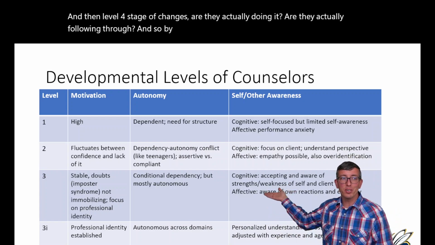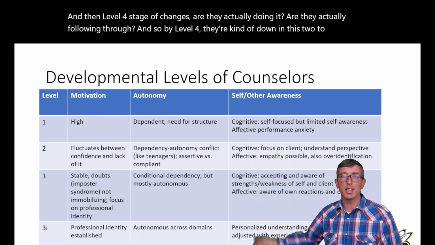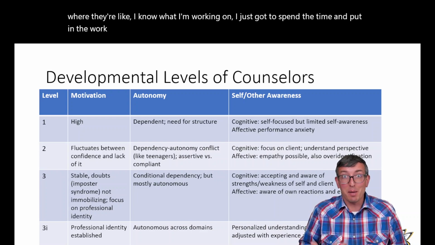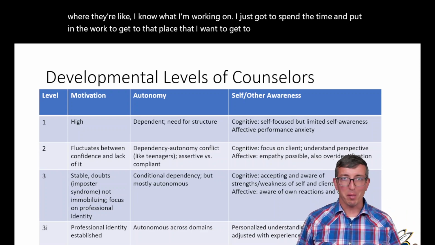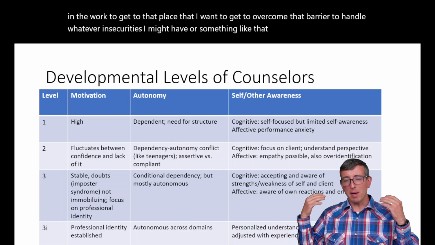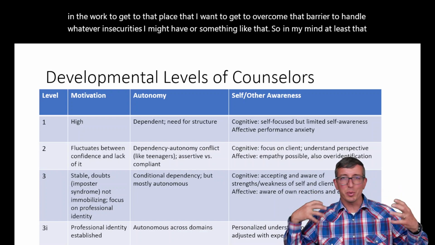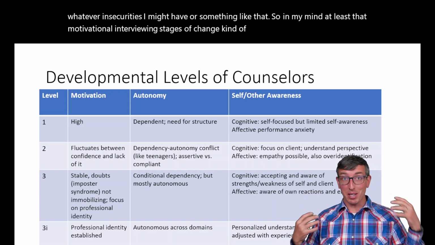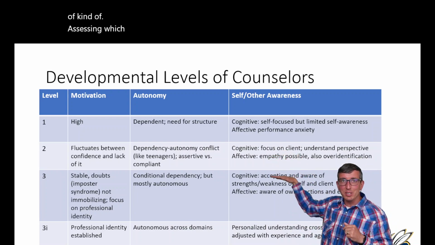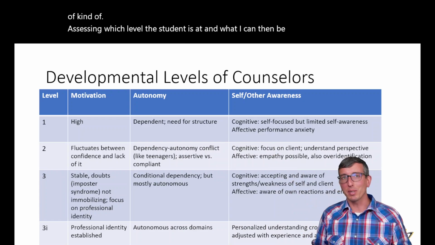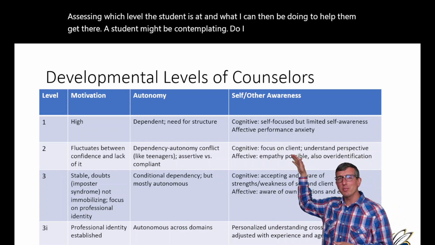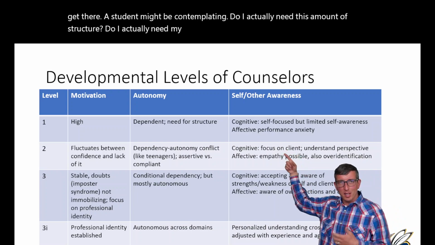And so by level 4, they're down in this 2 to 3 area where they're like, I know what I'm working on, I just have to spend the time and put in the work to get to that place that I want to get to, overcome that barrier, handle whatever insecurities I might have. So in my mind, at least, that motivational interviewing stages of change talk can really be helpful in assessing which level a student is at and what I can then be doing to help them get there. A student might be contemplating, do I actually need this amount of structure? Do I actually need my supervisor up here in level 1?